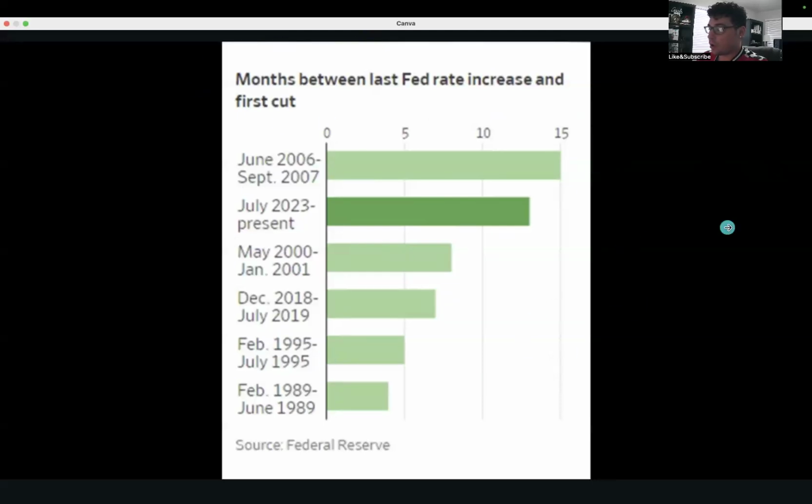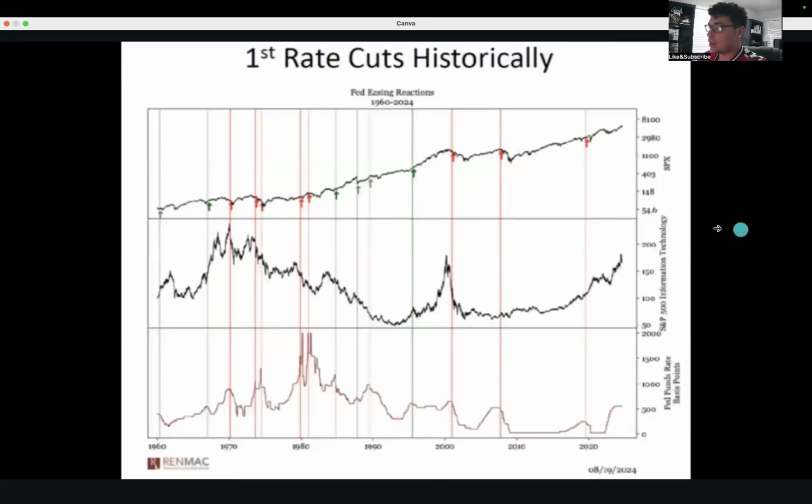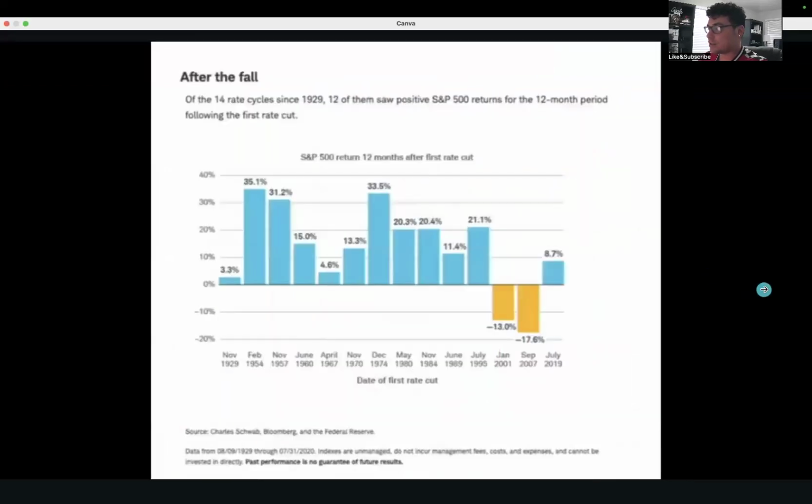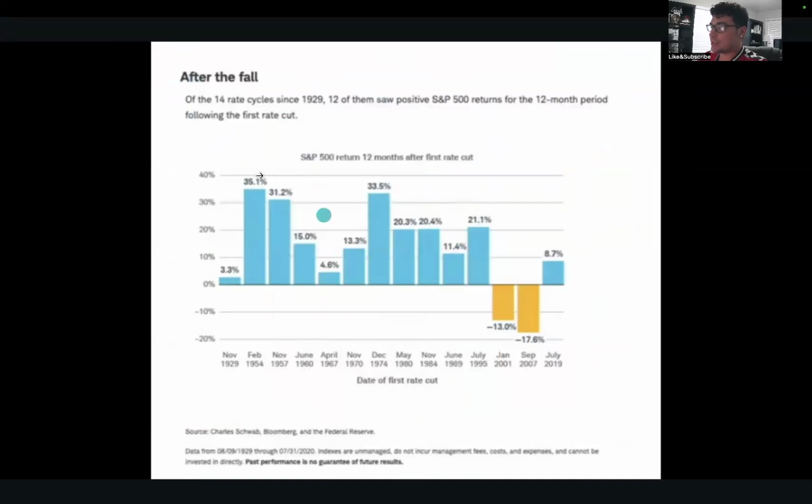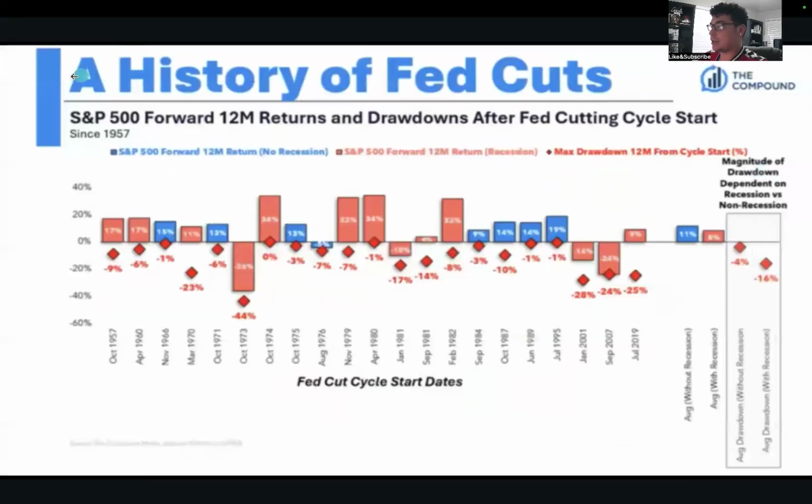And we also are in one of the longest phases ever between a Fed rate increase and the first cut. We'll break down what happens to the first rate cuts historically in the market as well as the technology sector. And then we'll talk about what happens after the fall and go over the complete history of Fed cuts and how the magnitude of the drawdown is really dependent on a recession versus a non-recession.